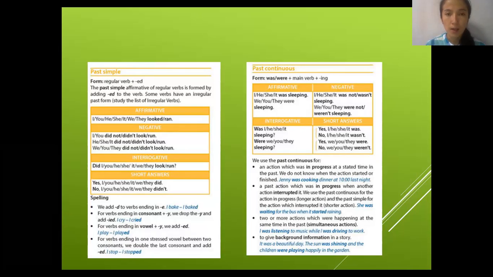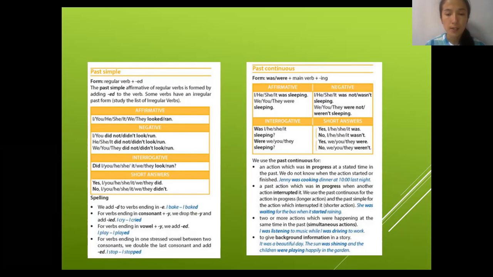For verbs ending in vowel plus y, we add ed. I play, I played. For verbs ending in one stressed vowel between consonants, we double the last consonant and add ed. I stop, I stopped. Past continuous form: was, were, plus main verb, plus ending ing. Affirmative, I was sleeping. Negative, I wasn't sleeping. Interrogative, was I sleeping? Short answers, yes, I was.